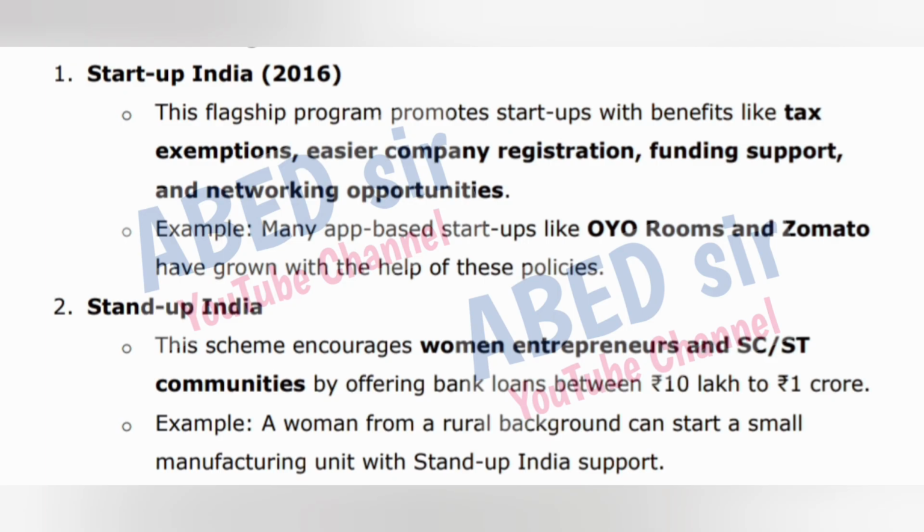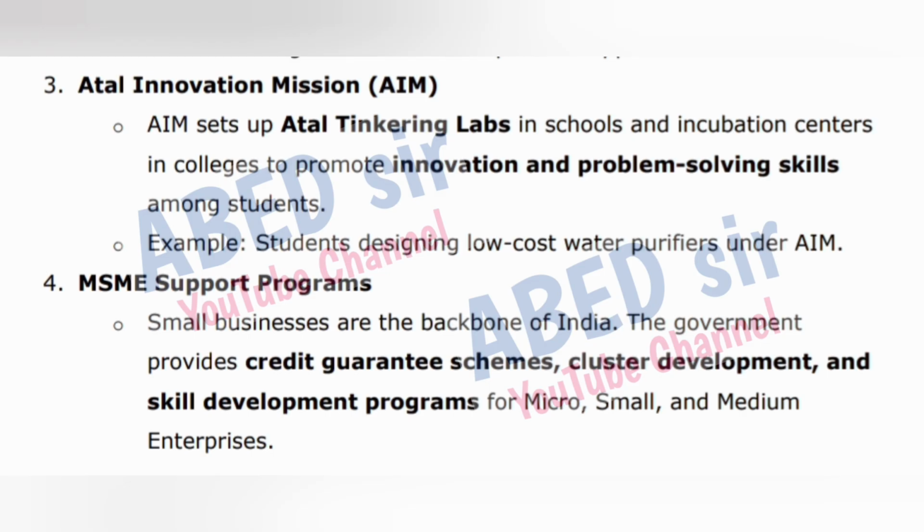2. Stand Up India. This scheme encourages women entrepreneurs and SC/ST communities by offering bank loans between 10 lakh rupees to 1 crore rupees. Example: a woman from a rural background can start a small manufacturing unit with Stand Up India support. 3. Atal Innovation Mission, AIM.